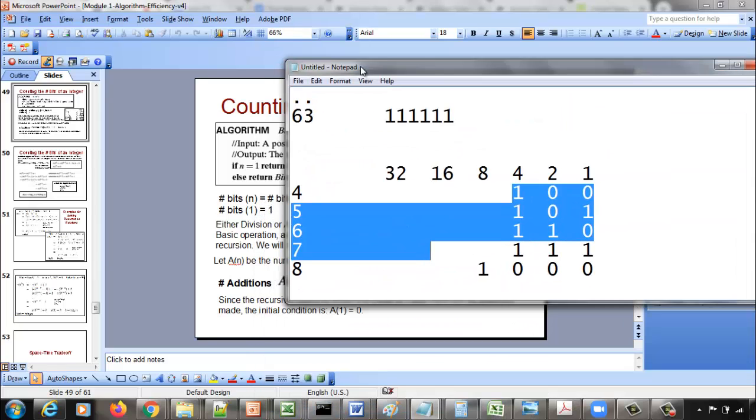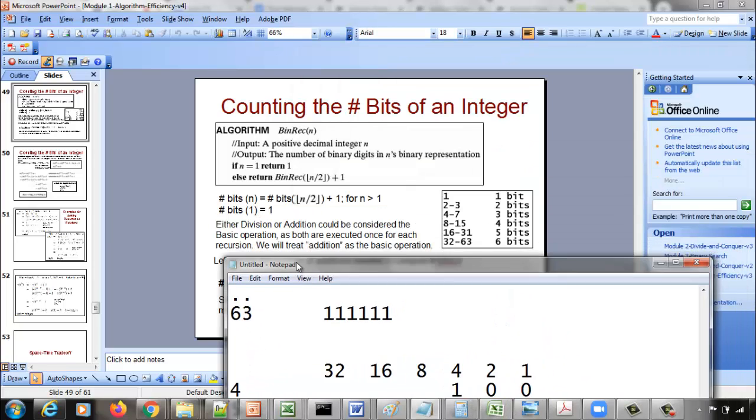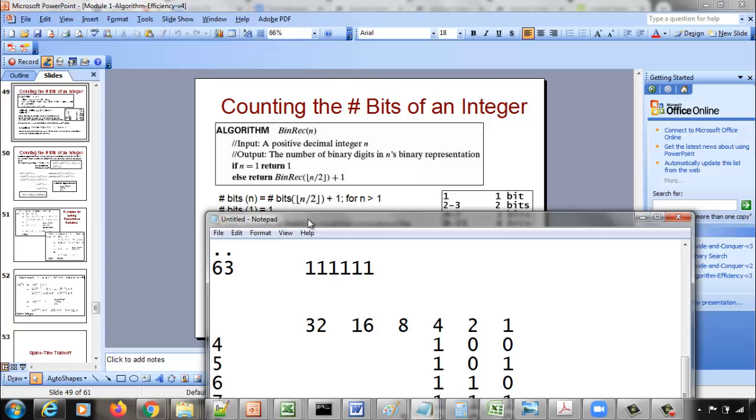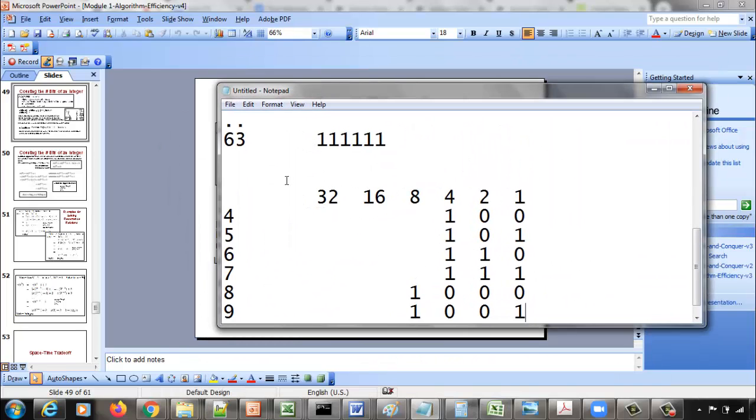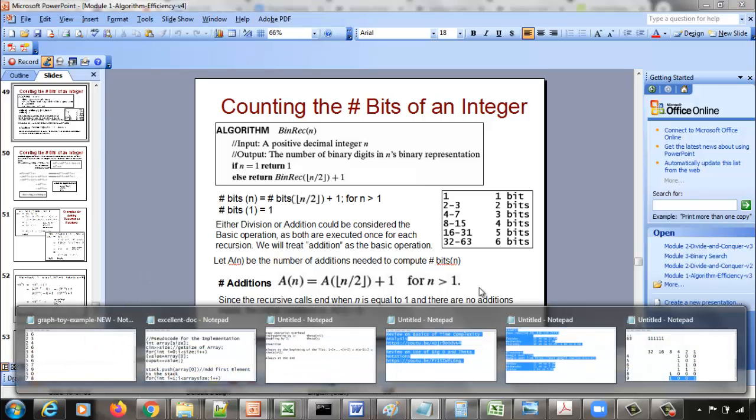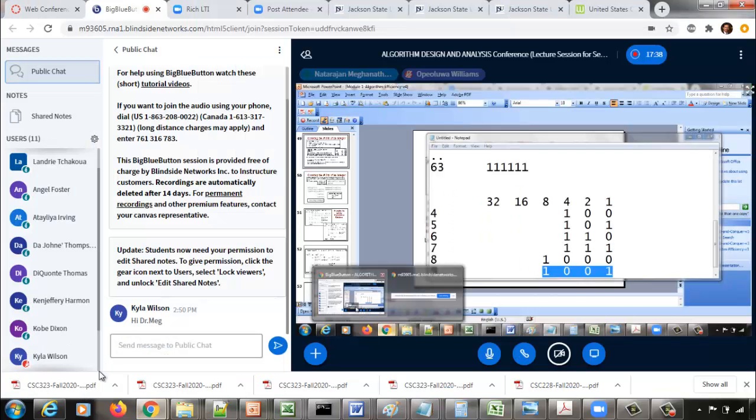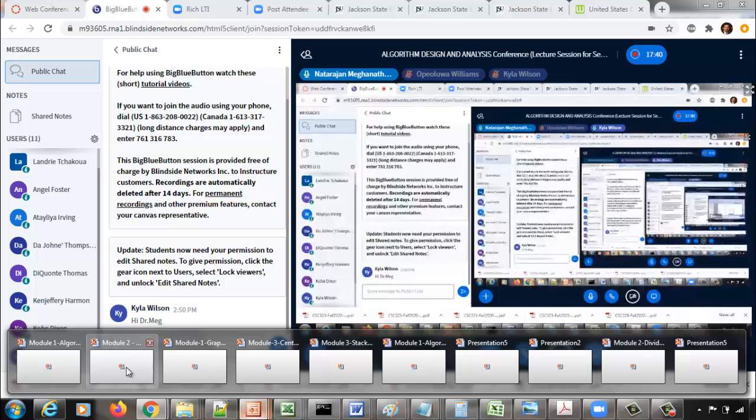And for 9 it's 1, 0, 0, 1. So the number of bits for 9 according to this recurrence is the number of bits needed for half of 9. Half of 9 is also 4, and the number of bits needed for 4 is 3 plus 1 more bit, so that's 4. Okay, is that clear now? Yes, sir. Okay, alright, any other question? No. Okay, alright.